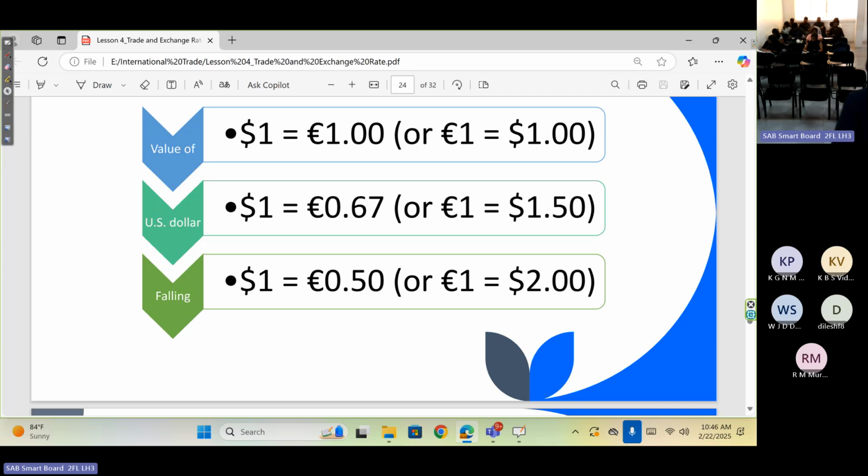Euro value in terms of dollar. Underline: euro value in terms of dollar has increased.